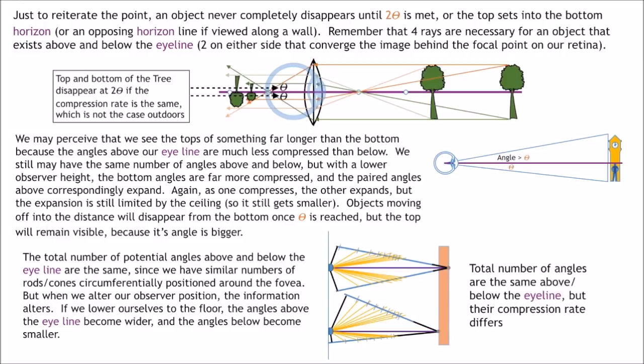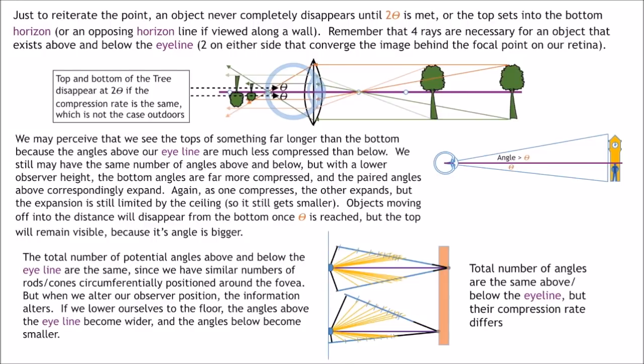Objects moving off into the distance will disappear from the bottom once theta is reached, but the top will remain visible, just like we've talked about, because its angle is bigger. As it moves off into the distance, it will continue to set into that lower horizon line, either until its theta angle is met, or it just completely disappears, one or the other. The total number of potential angles above and below the eyeline are the same, since we have a similar number of rods and cones circumferentially positioned around the fovea.